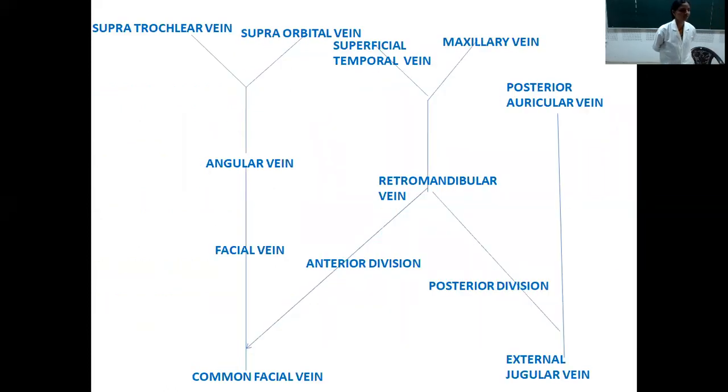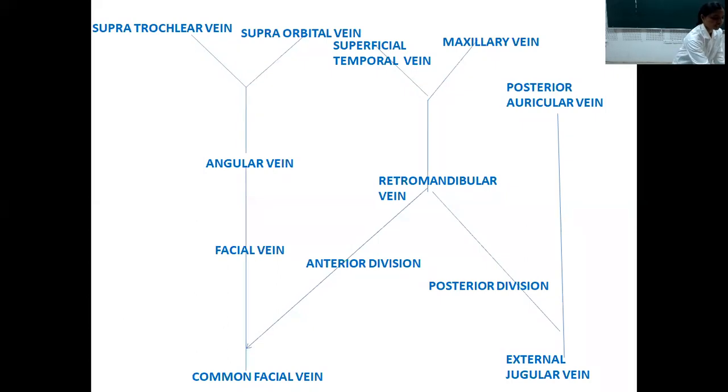The supratrochlear vein and supraorbital vein join to form a single vein at the medial angle of the eye, where it forms the angular vein. The angular vein crosses the face, then continues as the facial vein. This facial vein joins with the other vein, I will discuss. Now you see, behind the ear, two veins are there: the posterior auricular vein and the occipital vein. The posterior auricular vein drains into the external jugular vein.